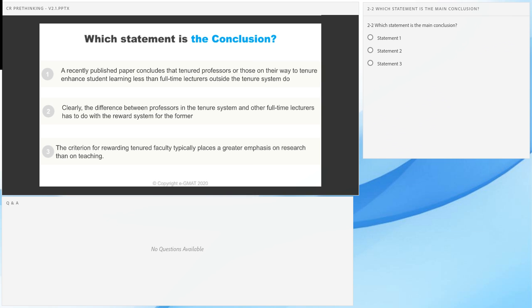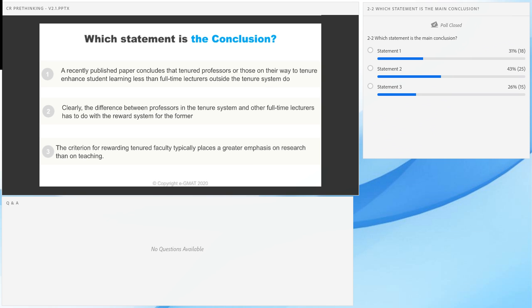All right, I have 53 responses. Let me end the poll. Let me broadcast the results. You can see statement 2 is the most popular answer choice. That is indeed the correct answer. Statement 2 is your main conclusion.